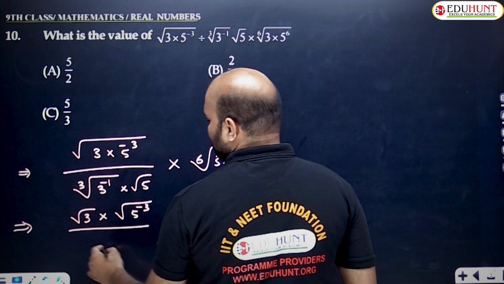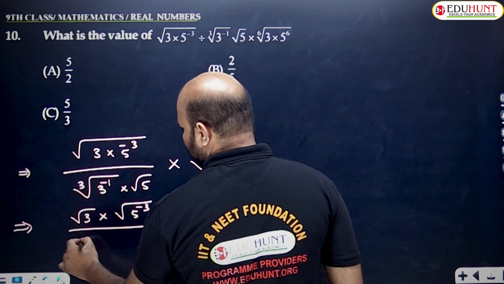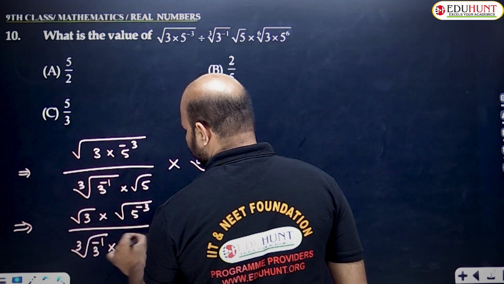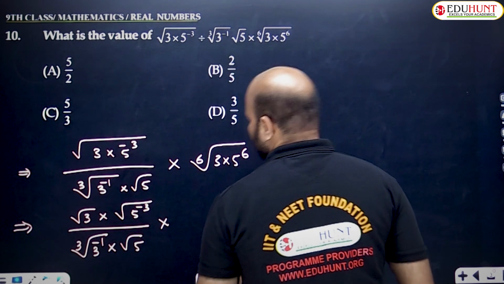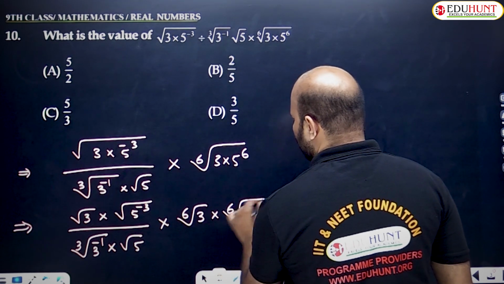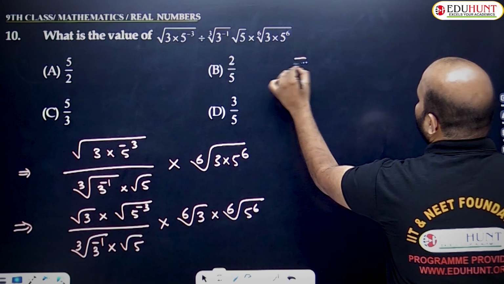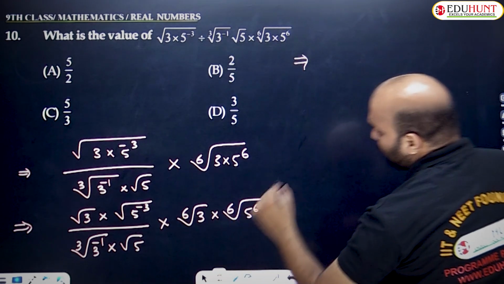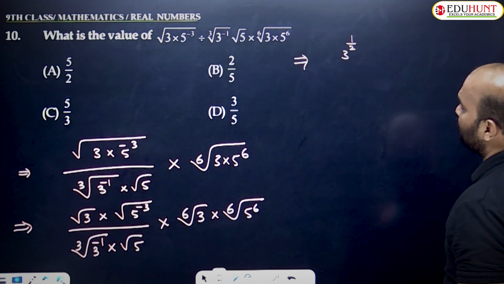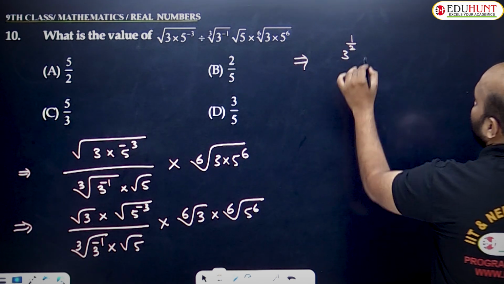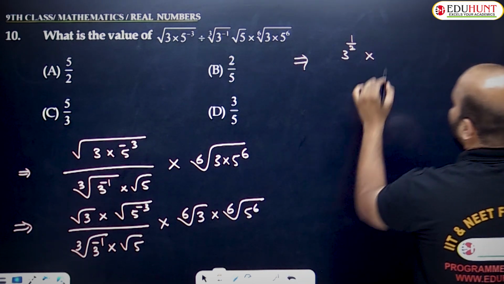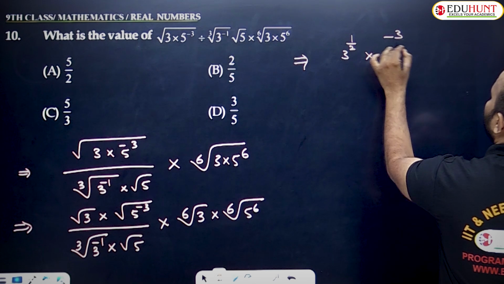Whole by, so it can be written as cube root of 3 power minus 1 into root 5. So it is also written as 6th root of 3 into 6th root of 5 power 6. Therefore, square root of 3 is nothing but 3 power 1 by 2. It can be written as exponent, square root nothing but power 1 by 2, into square root of 5 power minus 3, which can be written as 5 power minus 3 by 2.